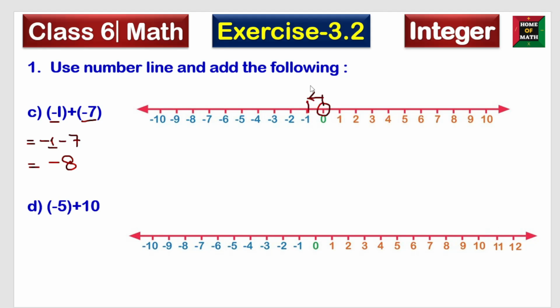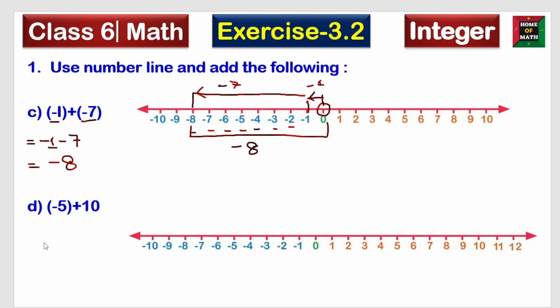Okay, this is minus 1 and then we will add minus 7, it means left side. So 1 2 3 4 5 6 7. Okay, so our answer is in here. So we will add here minus 7. Therefore our answer is what? From 0 to 8 is minus 8.